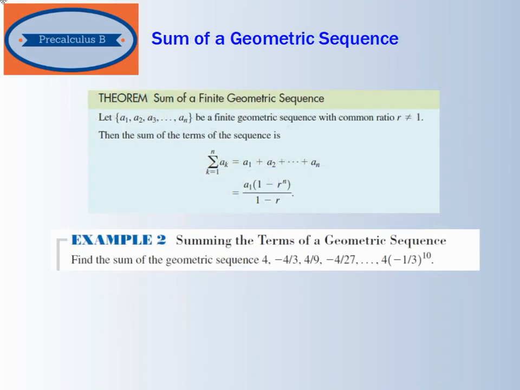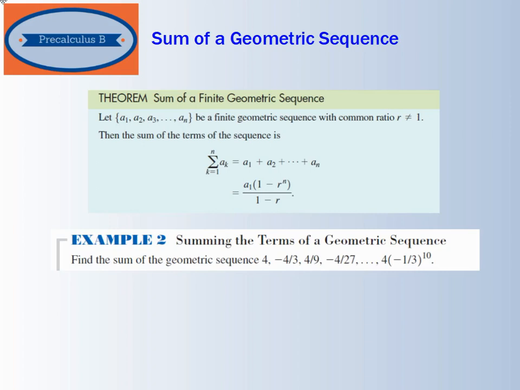So let's take a look at how we would find the sum of a geometric sequence. The theorem here is that for the sequence a sub 1, 2, 3, all the way to a sub n being a finite geometric sequence with a common ratio where the ratio does not equal 1, the sum of the terms, the sum of a sub k from k equals 1 to n, is a sub 1 plus a sub 2 all the way to a sub n, which equals the first term, a sub 1, times 1 minus the common ratio raised to the nth power, all divided by 1 minus the common ratio.